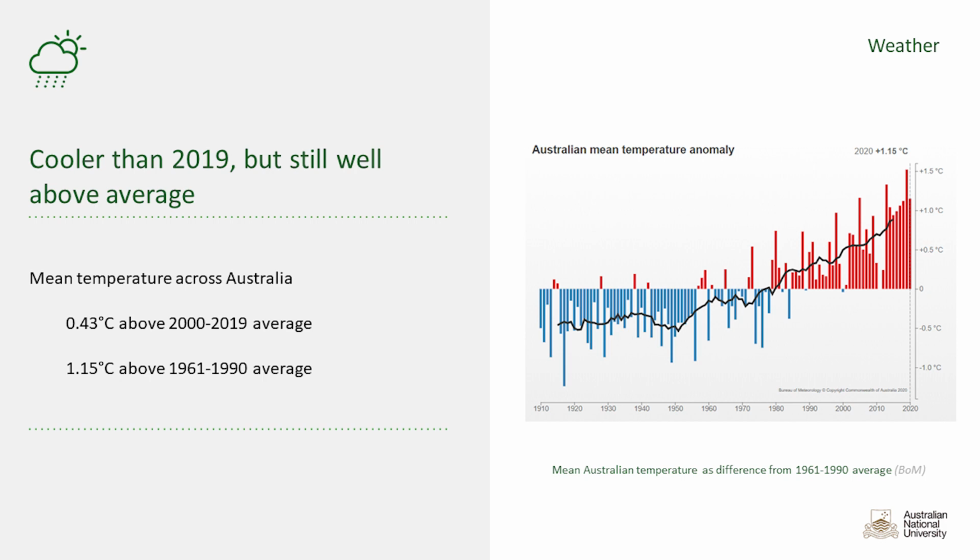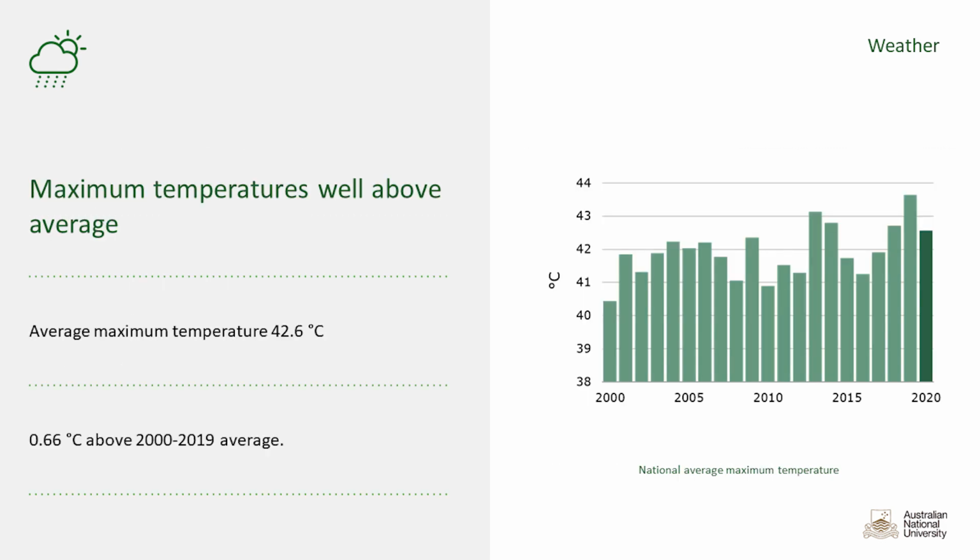For Australia, the year was cooler than the previous very hot year, but still very much above average. The mean temperature across Australia was 0.43 degrees above the 20-year average and 1.15 degrees above the 30-year average from 1960 to 1990. Maximum temperatures during the year were also well above average. The average maximum temperature was 42.6 degrees. That is 0.66 degrees above the 20-year average.